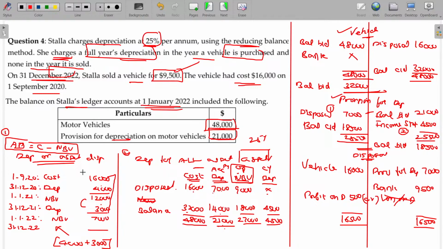12,000 minus 3,000, this is 9,000. So if you want to calculate the accumulated depreciation, this way also you can calculate it: the cost being 16,000, net book value being 9,000, the accumulated depreciation being 7,000. Either you can calculate this way or simply sum these two values to get the 7,000. Clear? You can group all the depreciation amounts, or from the opening cost you subtract the net book value. Clear?